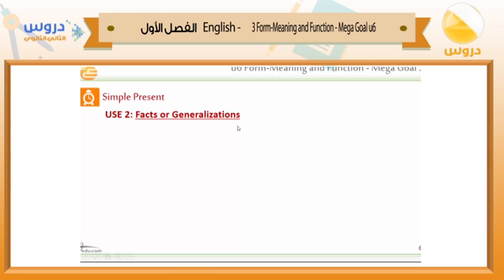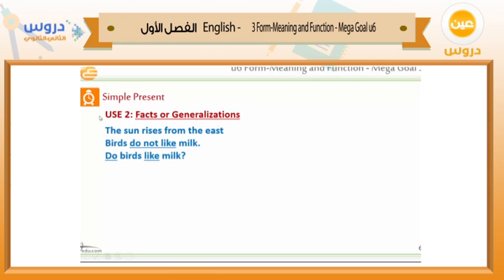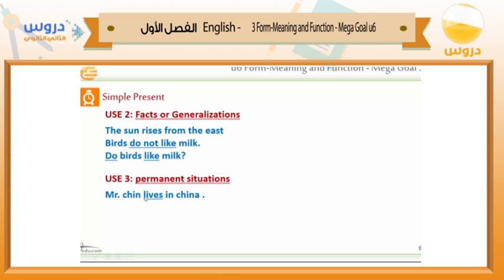Also, we use it for facts or generalizations, like the sun rises from the east. Birds don't like milk. Do birds like milk? Also, we use simple present for permanent situations, like Mr. Chen lives in China. This is a permanent situation. You can use it with permanent situations.